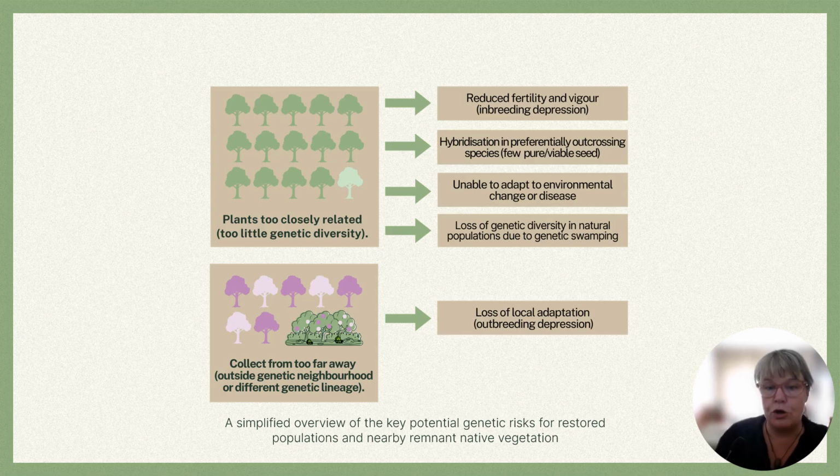Now, we not only want to avoid our plants being too closely related or having too little genetic diversity. I guess we want to maximize genetic diversity, but we don't want to go too far. So we want to also avoid our plants being too unrelated, because it can result in a loss of local adaptation and outbreeding depression. Outbreeding depression is caused by the breakup of co-adapted gene complexes.